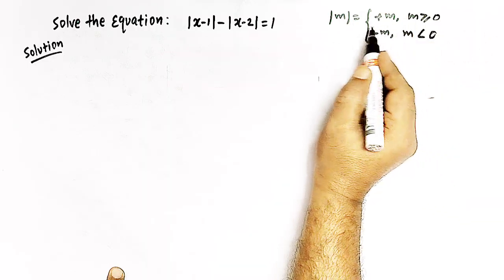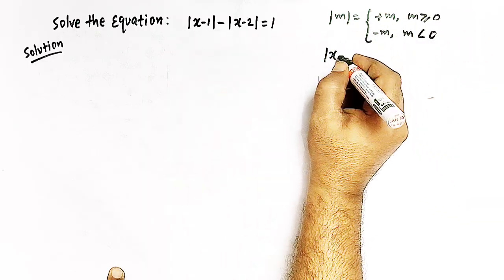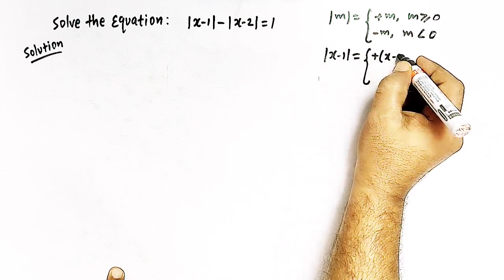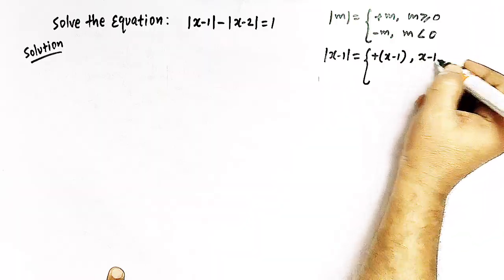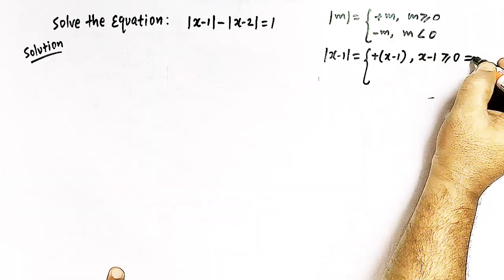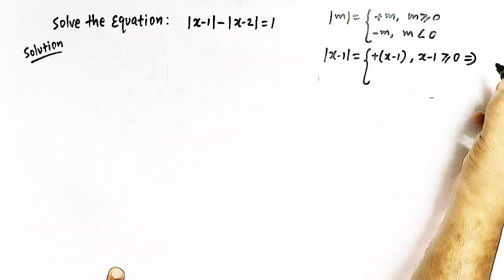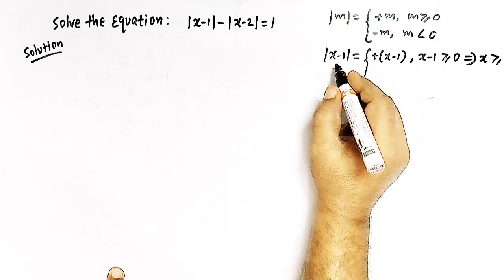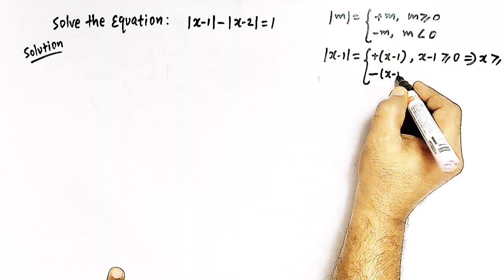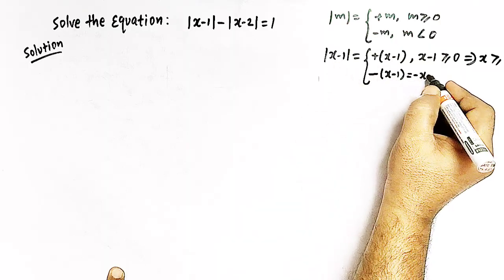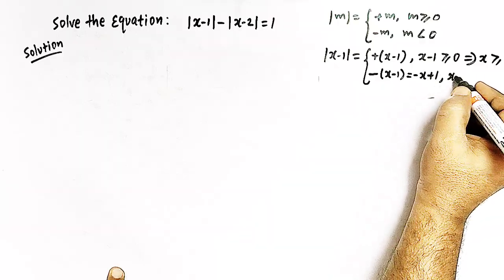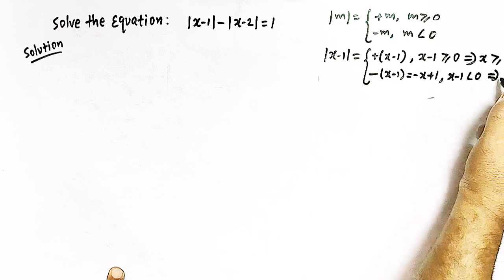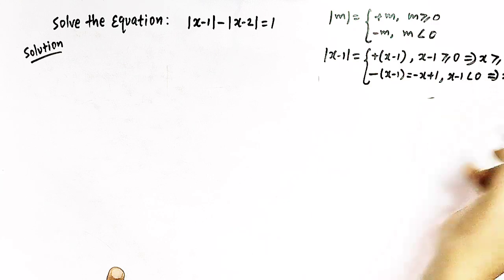So using this definition, let us define mod of x minus 1. So mod of x minus 1 is positive x minus 1 whenever x minus 1 is greater than or equal to 0, and from this inequality we can write x is greater than or equal to 1. And mod of x minus 1 is negative of x minus 1, that is minus x plus 1, when x minus 1 is less than 0, and x minus 1 less than 0 implies x is less than 1.